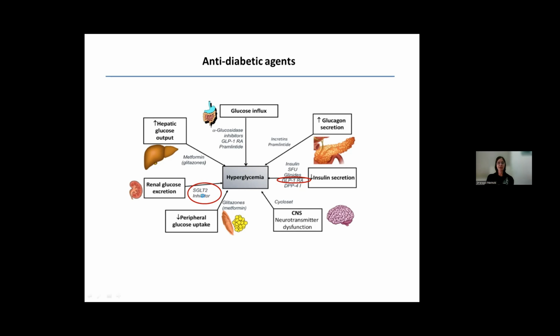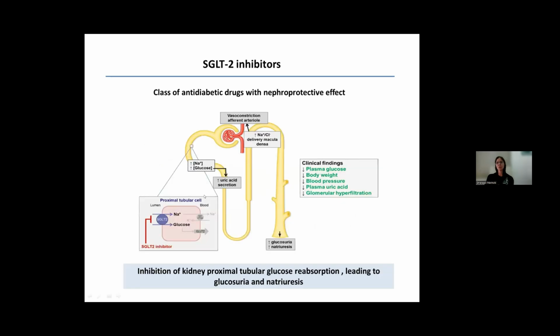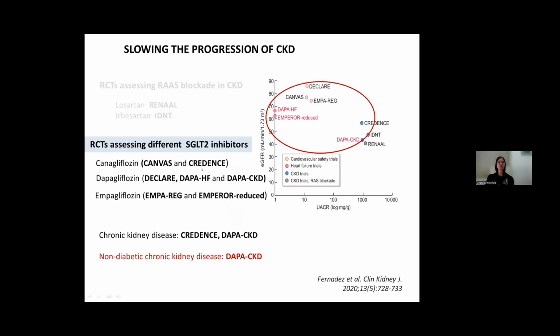Starting with the SGLT2 inhibitors, we had many things in the previous table. I don't describe the mechanism again. Okay, we all know they inhibit the proximal tubule glucose reabsorption, leading to glucosuria and natriuresis, and this is the main mechanism, but they have also many others that finally lead to renoprotection.